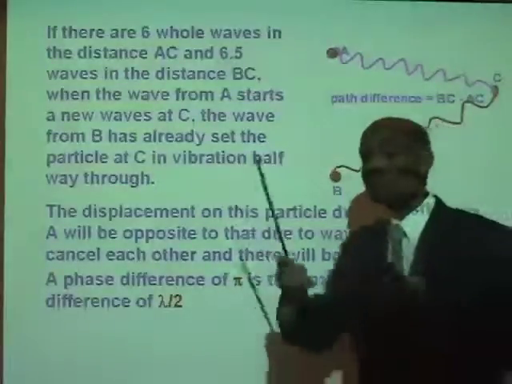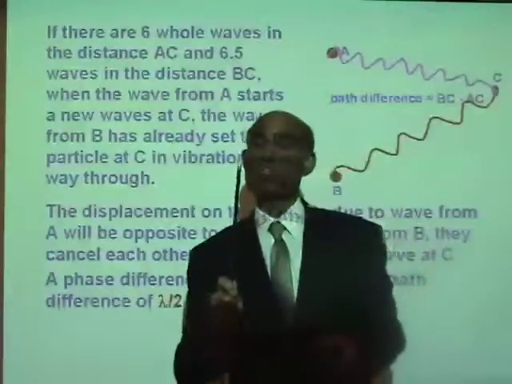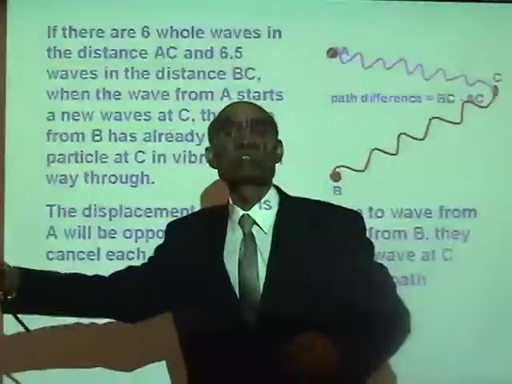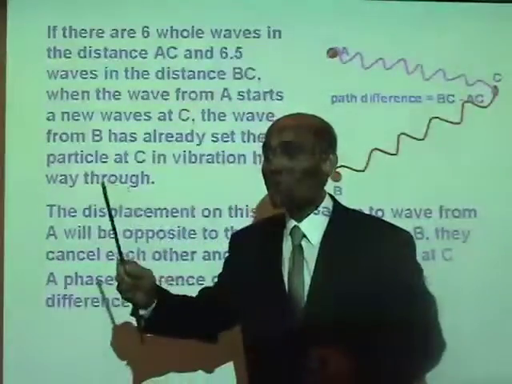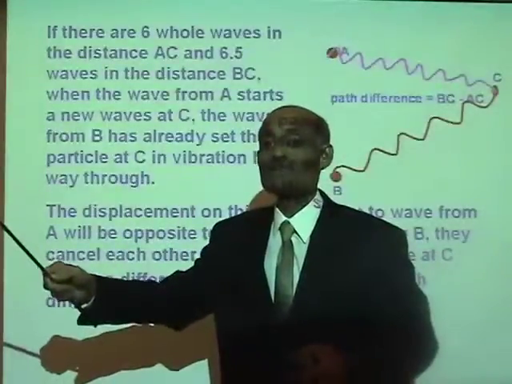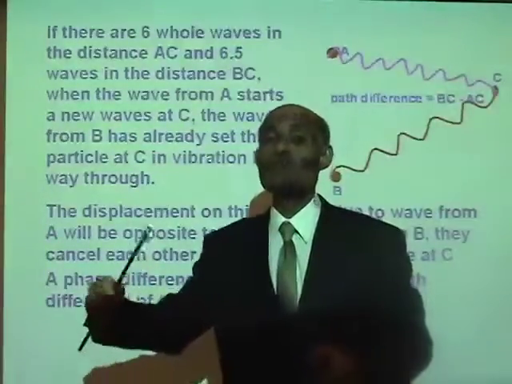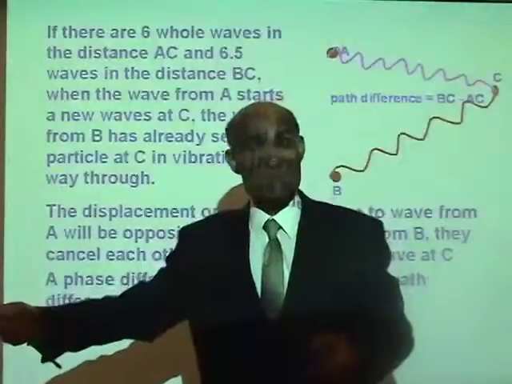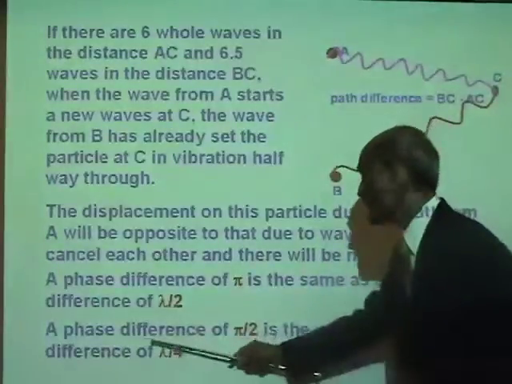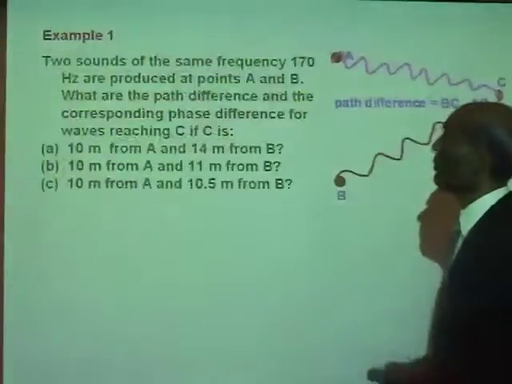We will now be able to equate the phase difference to path difference. So let's review that. A phase difference of 2 pi is the same as a path difference of lambda. A phase difference of pi is equivalent to a path difference of lambda by 2. A phase difference of pi by 2 is equivalent to a path difference of lambda by 4. Is that right? Okay, let's go on.